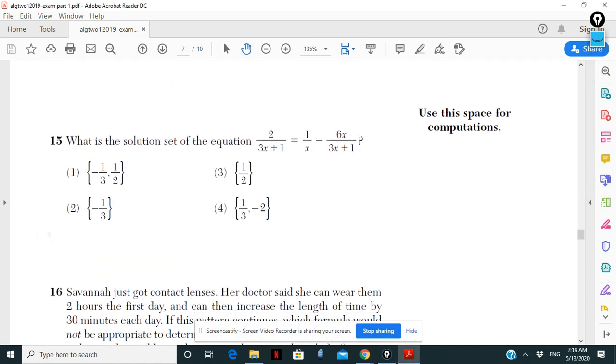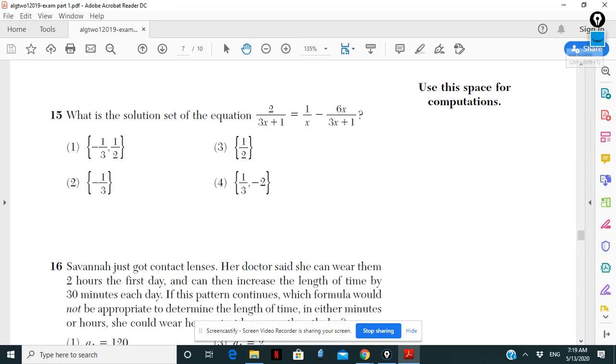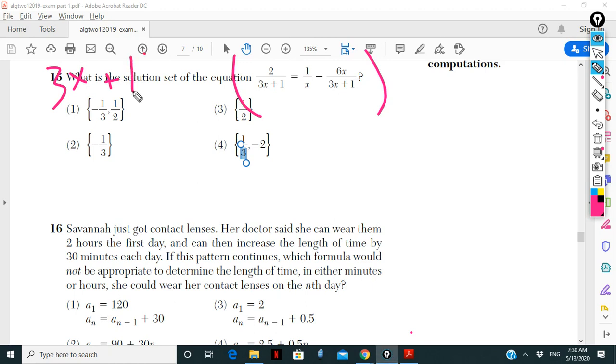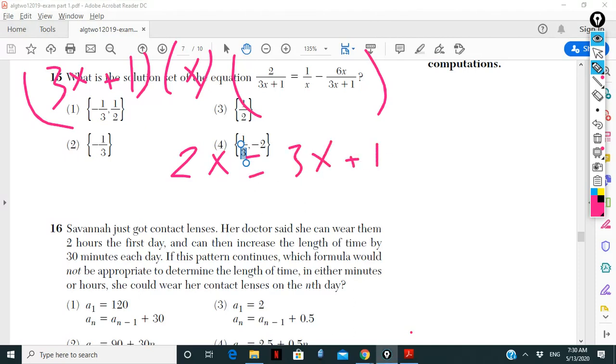Question number 15. What is the set of the solution for that one? So to solve this equation, I'm going to multiply by 3x plus 1, multiplying by x. That's the common denominator. So I got 2x equal to 3x plus 1 minus 6x squared.